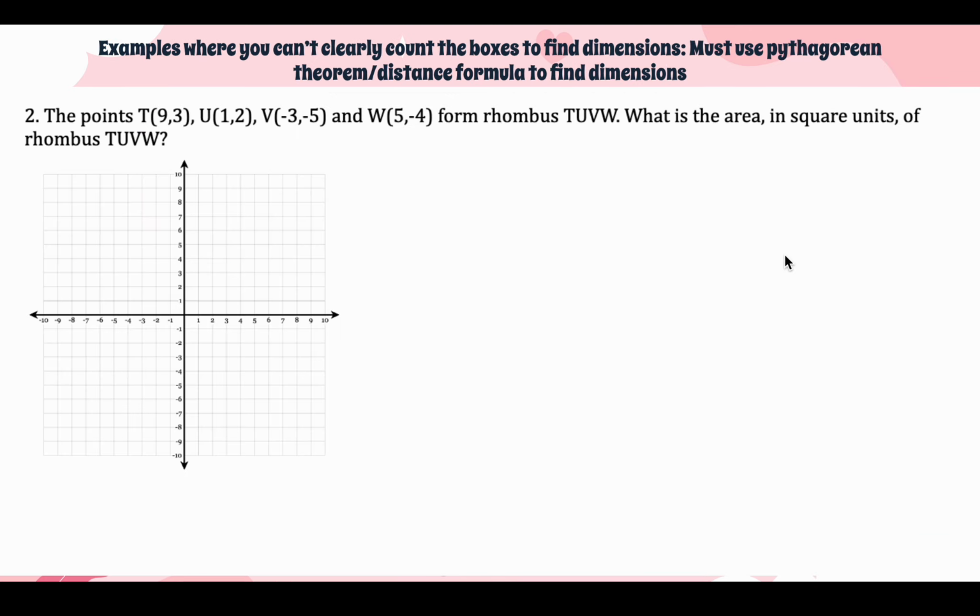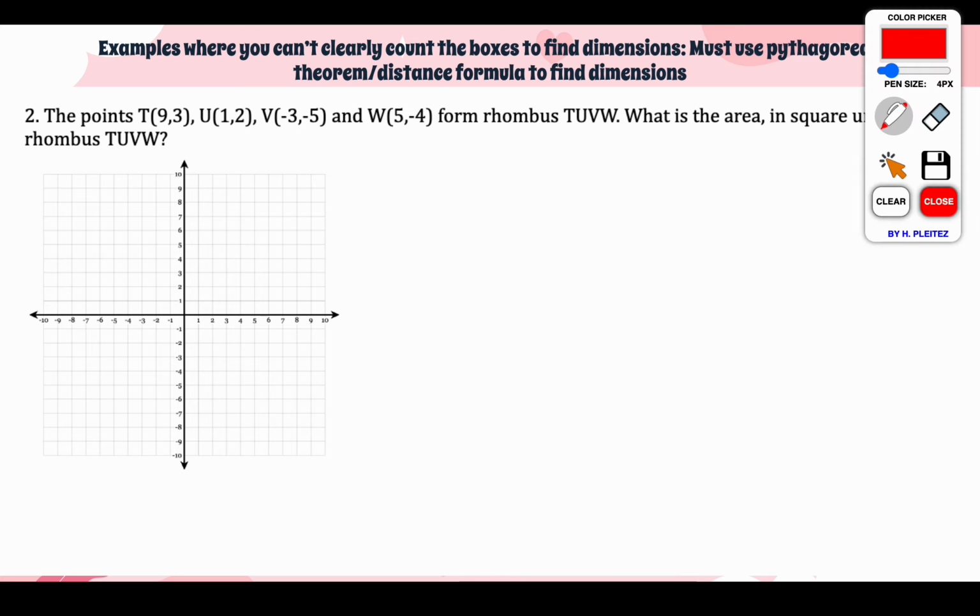Now here's where it gets a little bit tricky, where we're not going to be able to clearly count the boxes. We're going to have to use some of our other prior knowledge to get some of our dimensions here, because if we don't have the dimensions of the shape, then we're not going to be able to use the formula. So let's start by plotting our points.